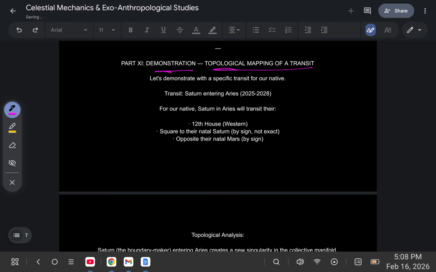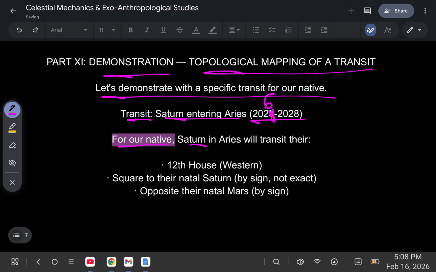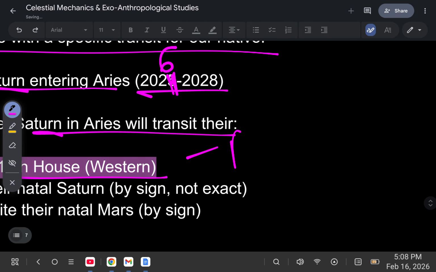Topological mapping of a transit. So we demonstrate with a specific transit for our native. So for example, Saturn entering Aries, 2026 through 2028. For our native, Saturn in Aries will transit their 12th house, Western. Rahu's there.